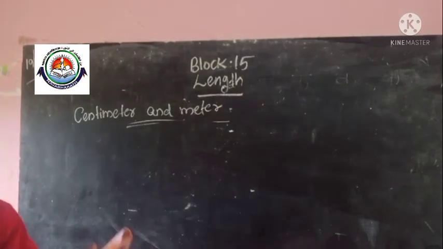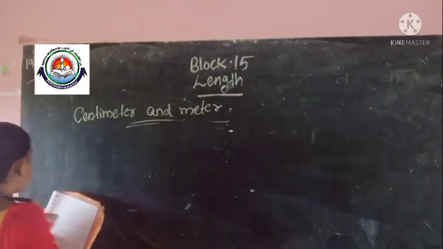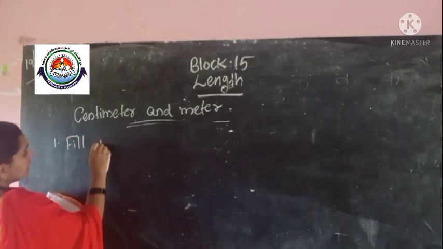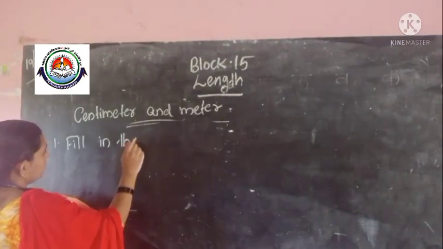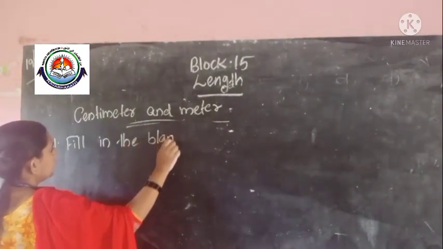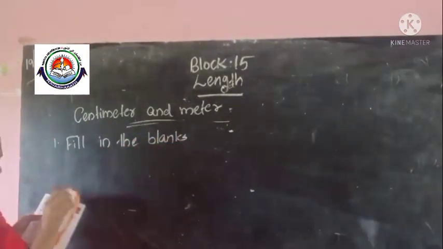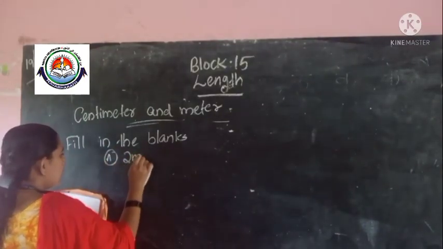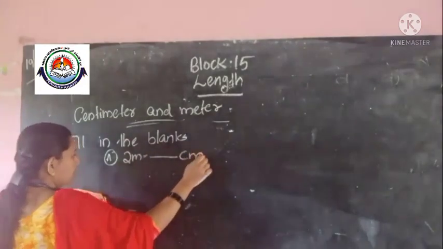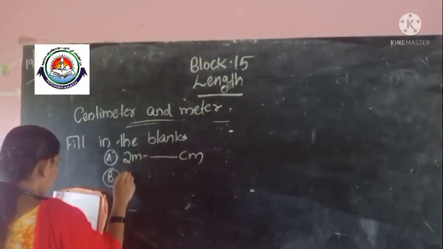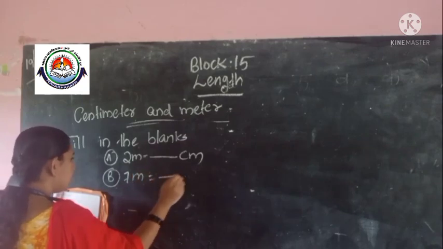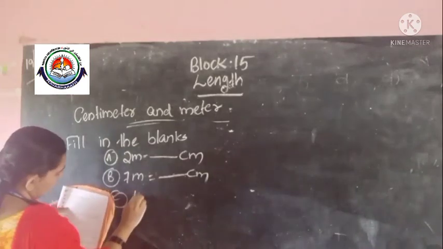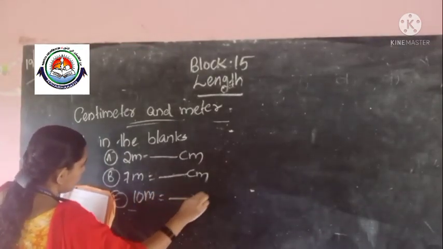First question. Fill in the blanks. Question A. 2 meter is equal to dash centimeter. B. 7 meter is equal to dash centimeter. C. 10 meter is equal to dash centimeter.